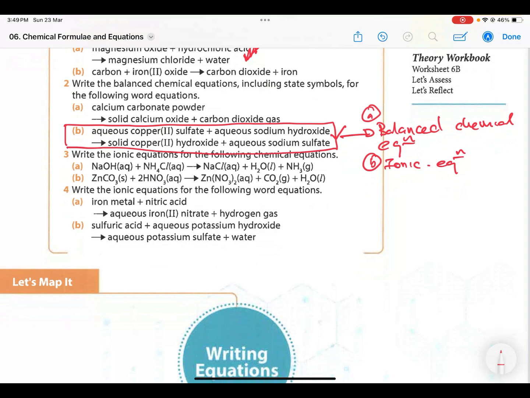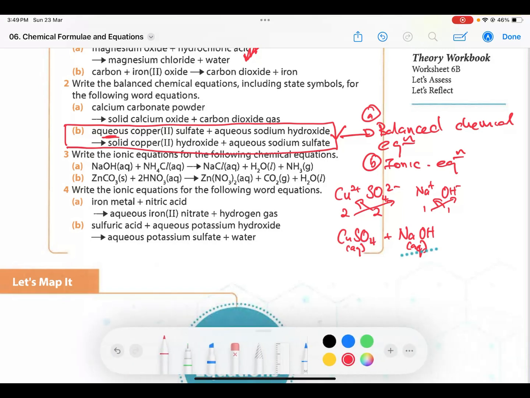So I got aqueous copper 2 sulfate. They already tell you it's aqueous. Copper 2 sulfate, I got Cu2+, I got SO4 2-, 2, 2, do my crisscross, I'm going to get CuSO4. Aqueous sodium hydroxide, so I got sodium Na+, hydroxide is OH-, 1, 1, crisscross, so I'm going to get NaOH. This is aqueous, this is aqueous. Put by the side, not below. Let me write it properly for you.